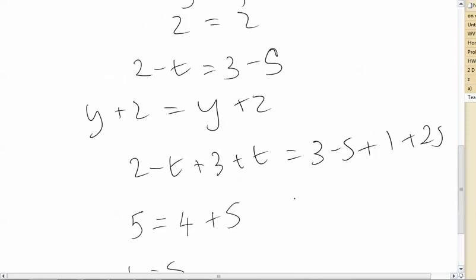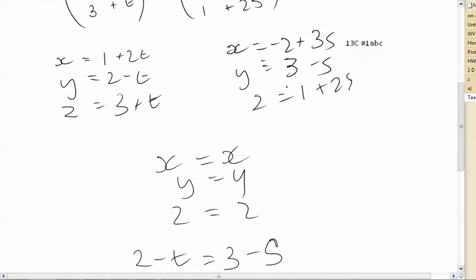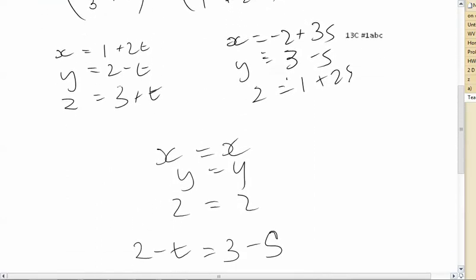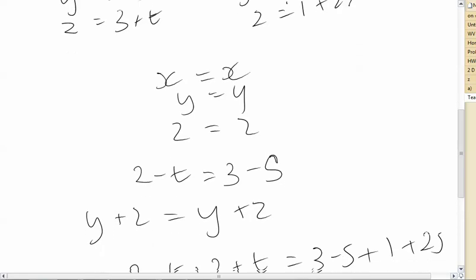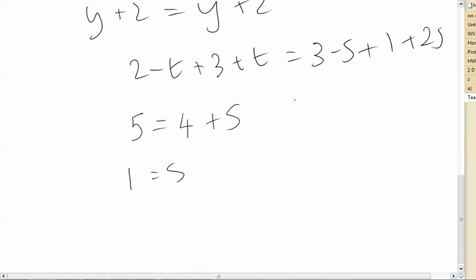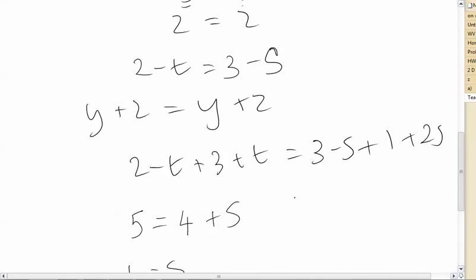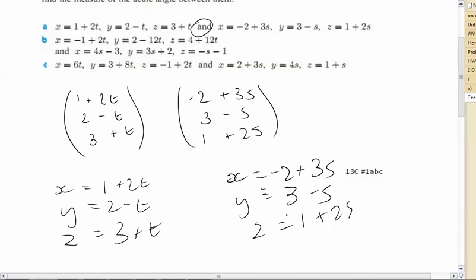Yeah? So then I can take whichever of the equations using t to find out what t equals. I'll just take the one for the y again. So I find that 2 minus t equals 3 minus 1, because I substituted the 1 for the s, and that should give me t equals 0. So for all of these above here, I know what t equals.